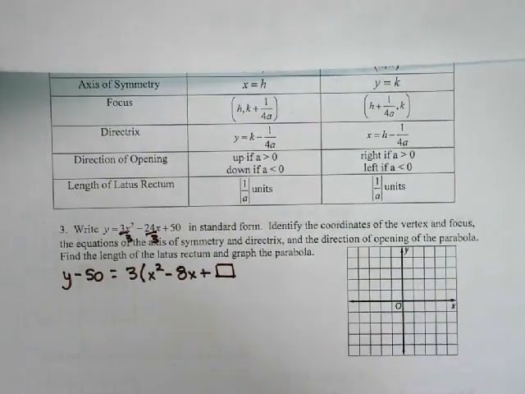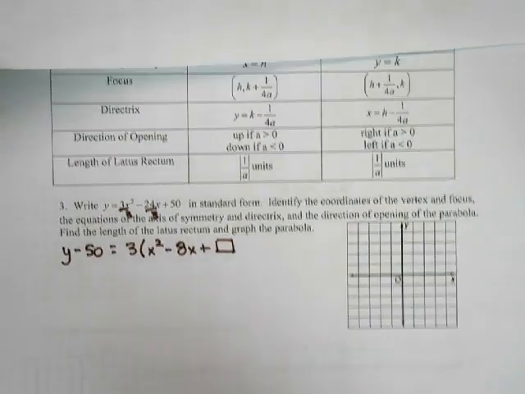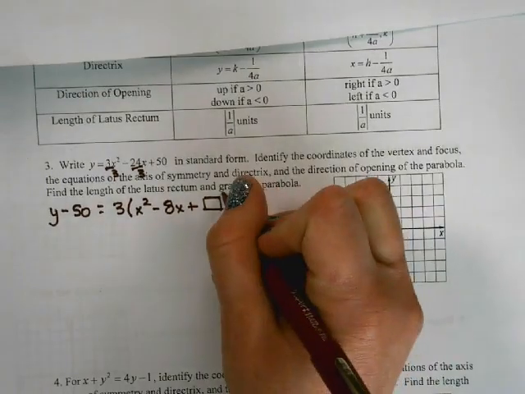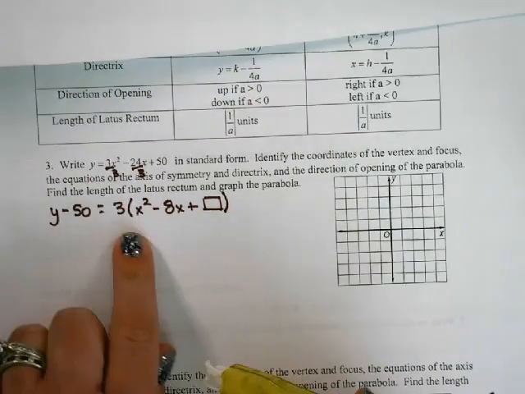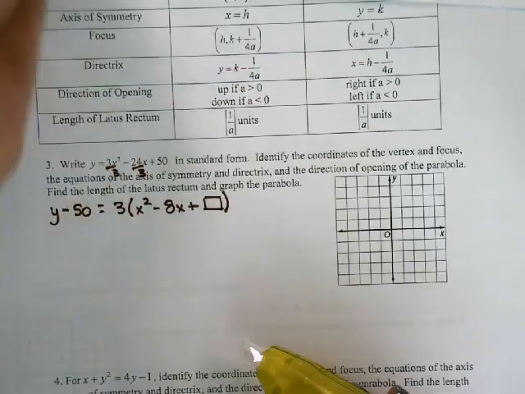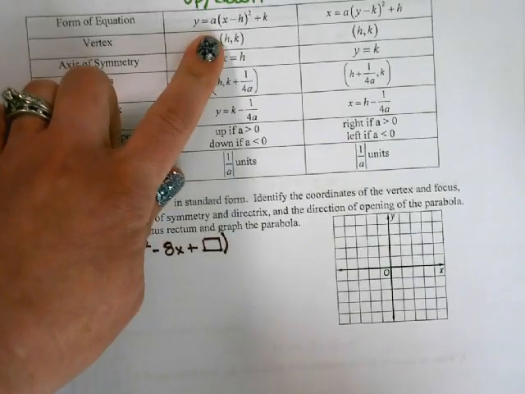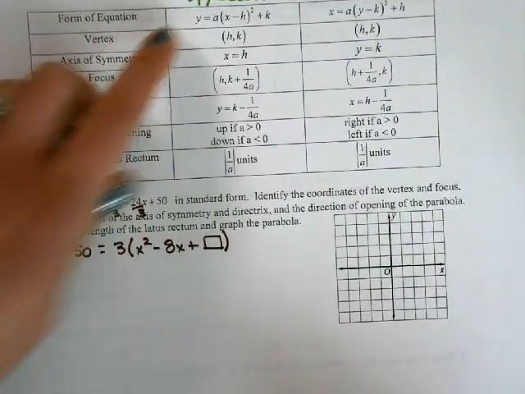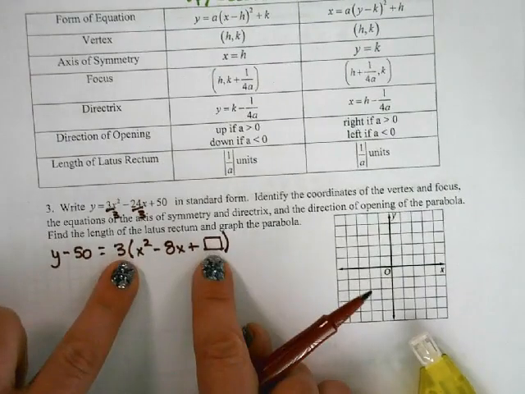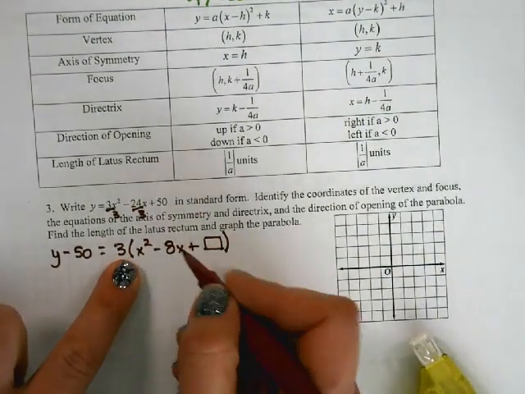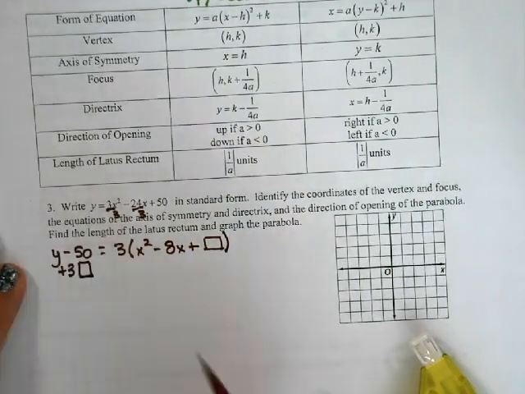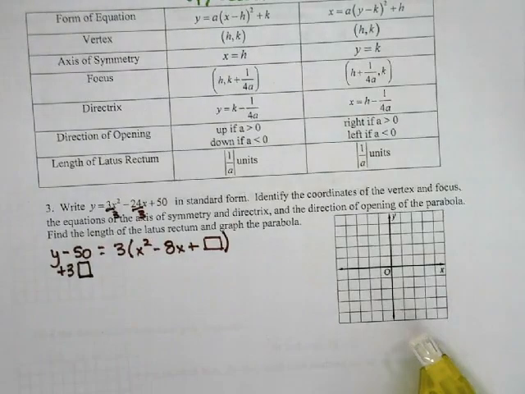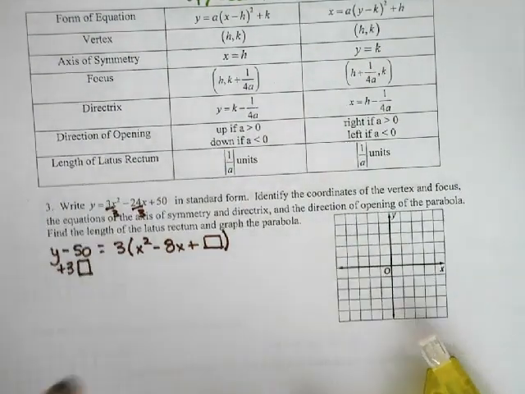Ooh, I forgot to leave room. So I divided a 3 out of both, but I left him out front so that he could be that A value. All right, well, I added 3 times the box on the right-hand side. I have to put it below it because I ran out of room. I forgot to save room. So I added 3 times the box on the left-hand side.